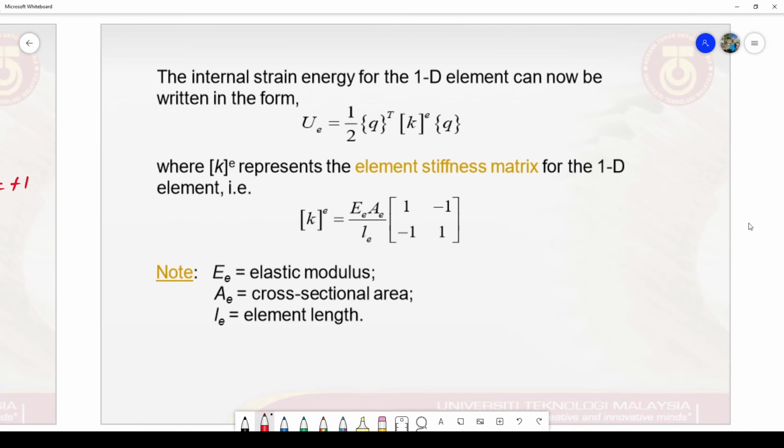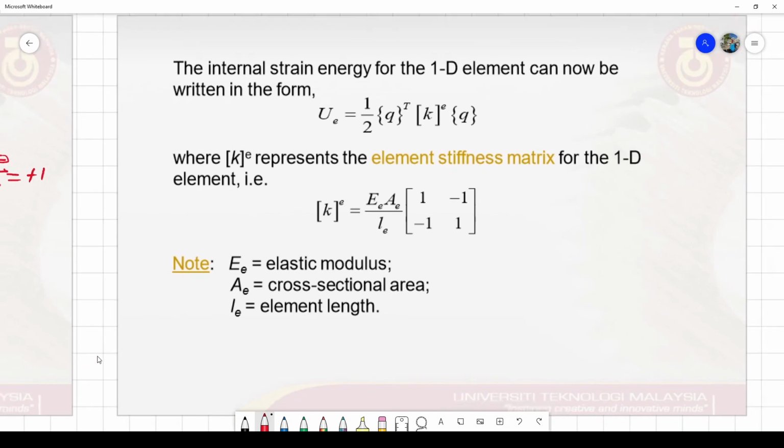So we have explained this slide just now, so we can move to the next slide.